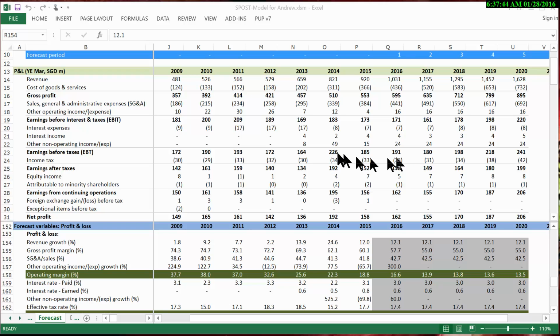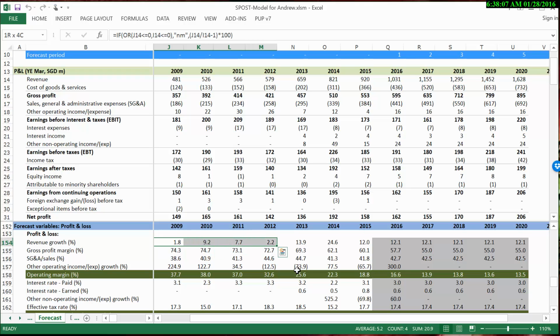What I want to talk about now is a little bit about forecasting. You see a financial model up on the screen here, and this is of a company, as you can see at the top, called SPOST, Singapore Post. In some ways, it's a very slow-growing company. We can see past revenue growth in 2009, 2010, 11, 12. It was slow, it started to pick up.